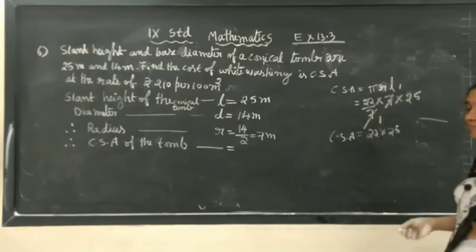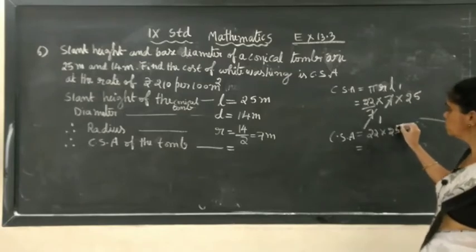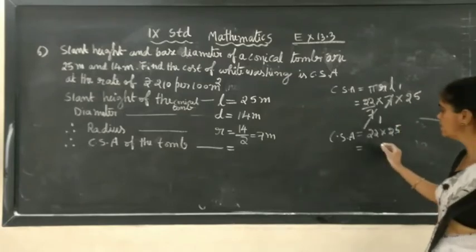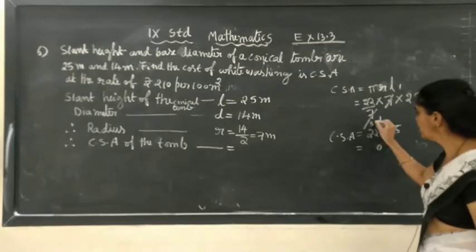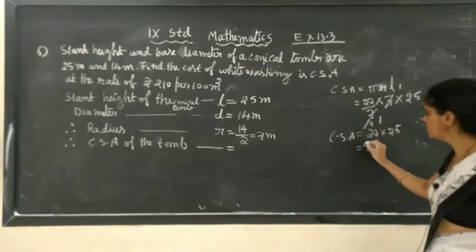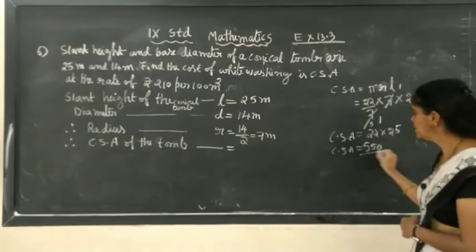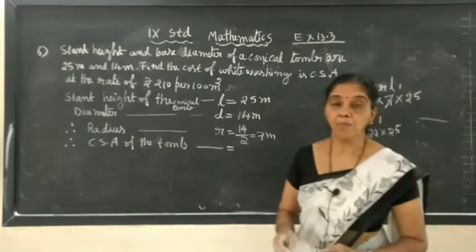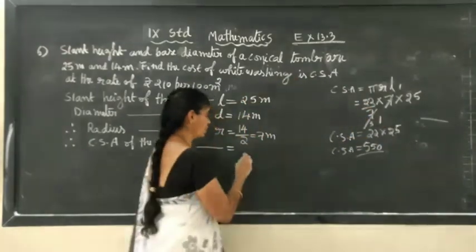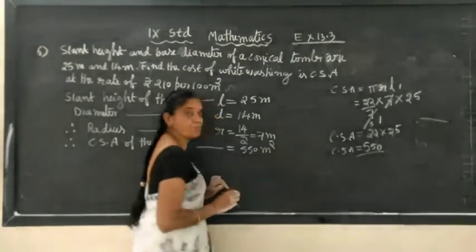Multiply it. 25 into 2 is 50. 0, 5 in hand. 25 into 2 is again 50 plus 5, 55. So the curved surface area we got is 550 meter square. We have to write square.